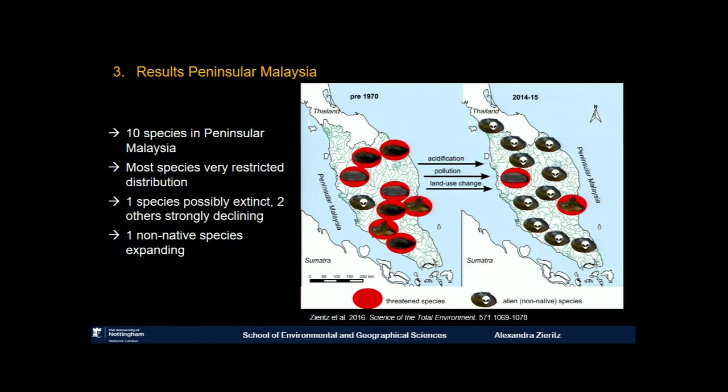And this one species we might have already lost, I couldn't find it. And 2 of the species are really restricted, like Lower Pahang. This is a problem because it's actually endemic to Pahang only. And this one we could only find here.